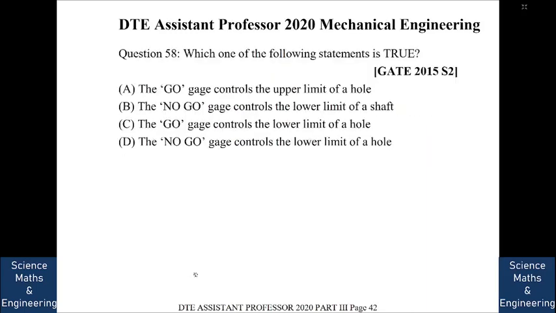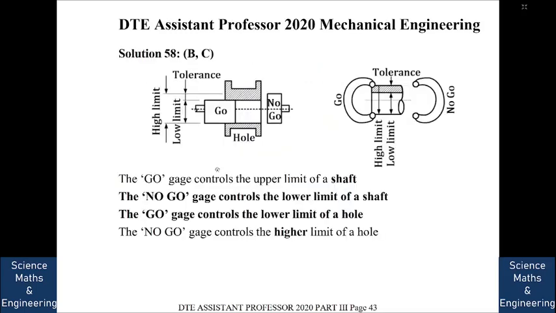So next question. Which one of the following statements is true? A. The no-go gauge controls the upper limit of a hole. B. The go gauge controls the upper limit of a hole. C. The no-go gauge controls the lower limit of a hole. The go gauge controls the lower limit of a hole. Or D. The no-go gauge controls the lower limit of a hole. So let us see.